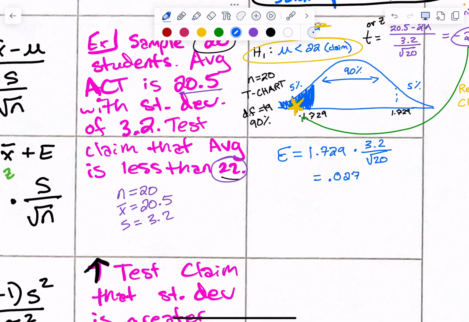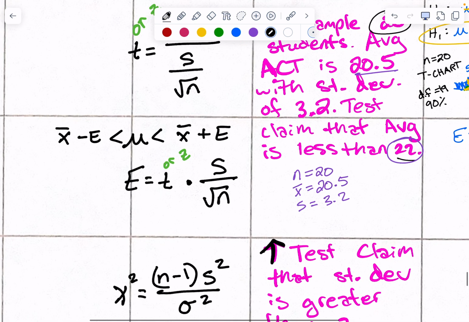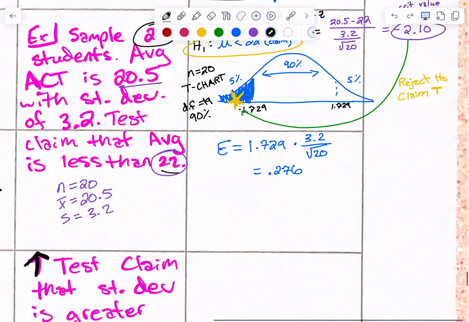0.0276. No, sorry. 0.276. That's fine. 0.276 for an error. Okay, now what do we do with that error? Add and subtract it from X bar, right? Okay, X bar was 20.5.